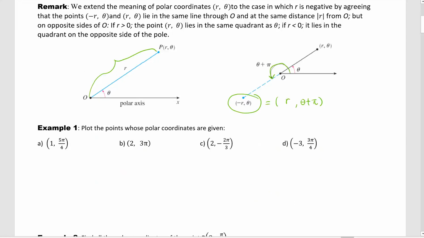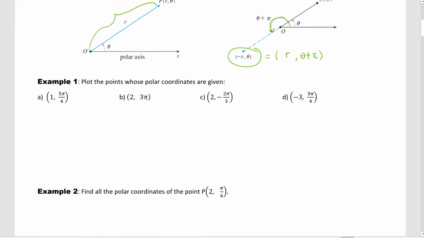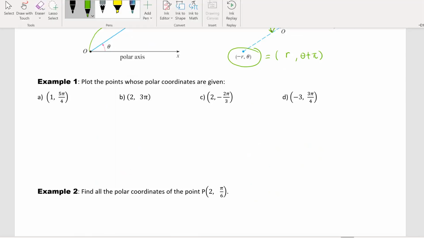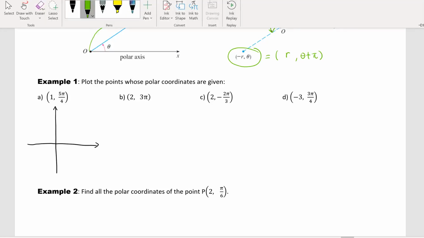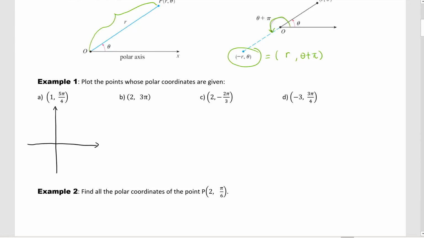Okay, let's look at examples. Example 1, plot the points whose polar coordinates are given. So this is the x-axis and this is the y-axis. Here we have r is 1 and theta is 5 pi over 4. So this corresponds to theta being 5 pi over 4, which is like pi plus pi over 4.